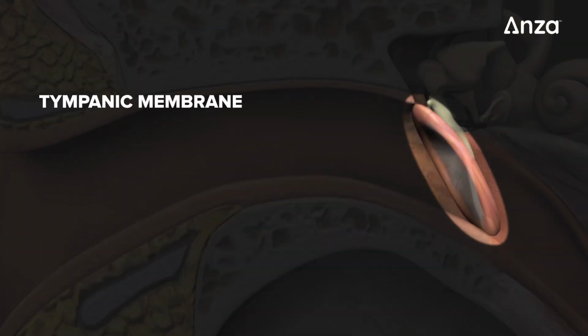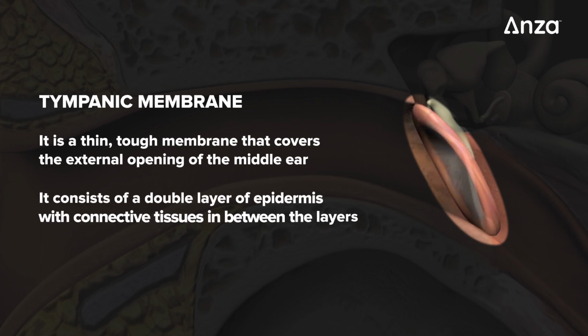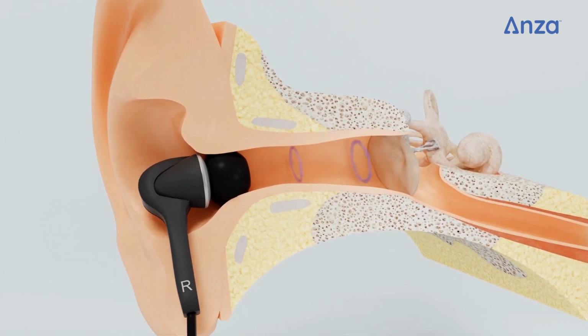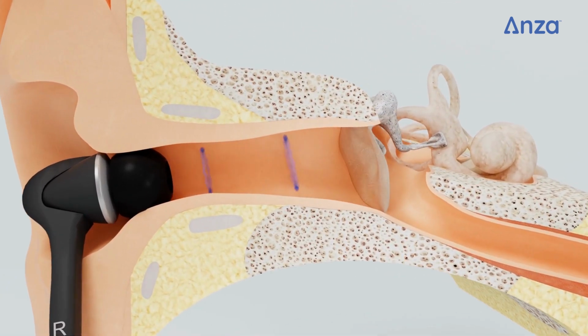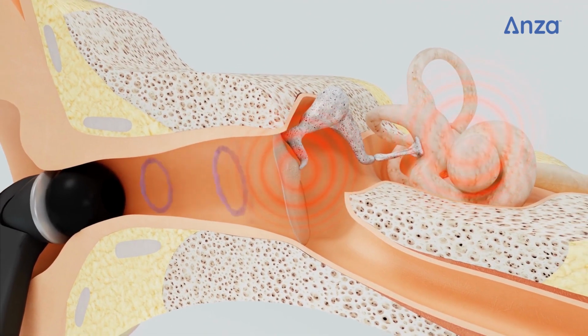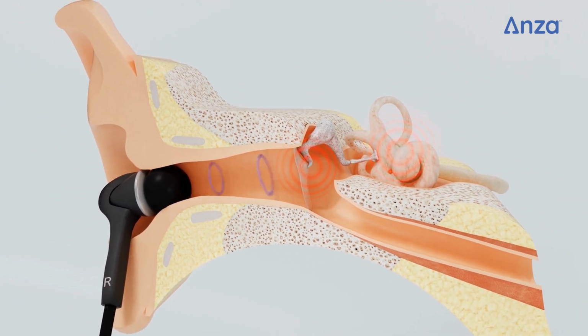The tympanic membrane is a thin, tough membrane that covers the external opening of the middle ear. It consists of a double layer of epidermis with connective tissues in between the layers. When it is hit by sound waves from outside, it vibrates and transforms the sound waves into vibrations. It then transmits the vibration to the ear ossicles.